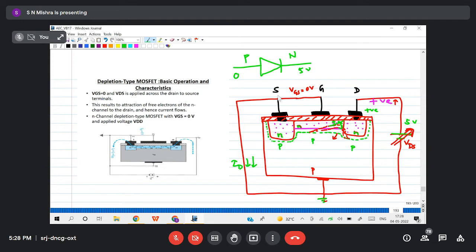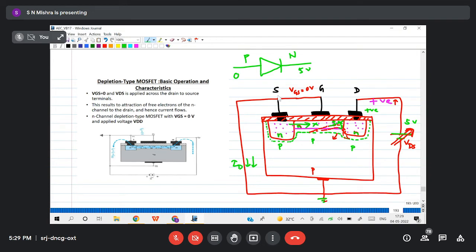That means whatever the electrons are moving from source to drain, now they cannot move to the drain side. Now when the electrons will not reach to the drain side, then current will reduce to zero. Yes or no? If electrons do not reach from source to drain, current will reduce to zero, right? Yes, sir. Current will reduce to zero.